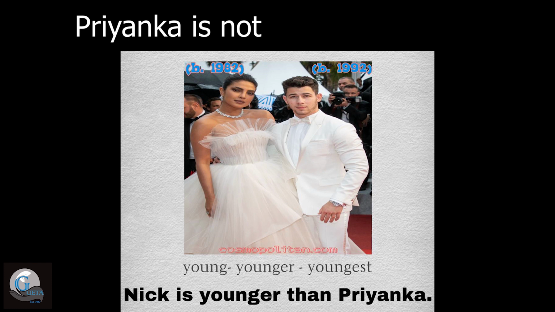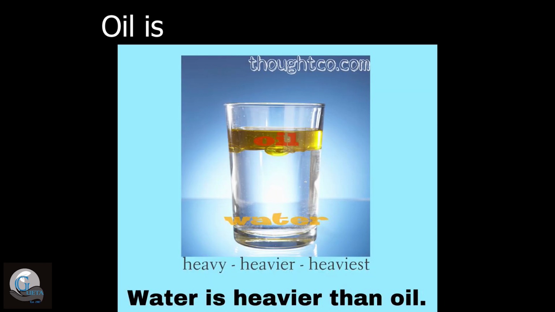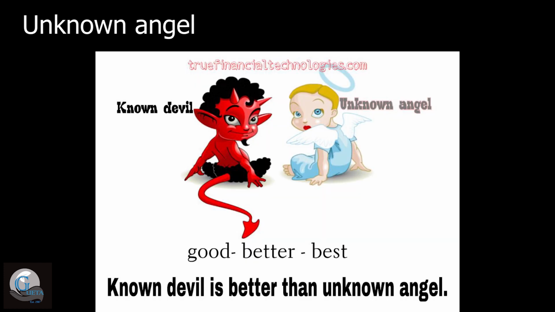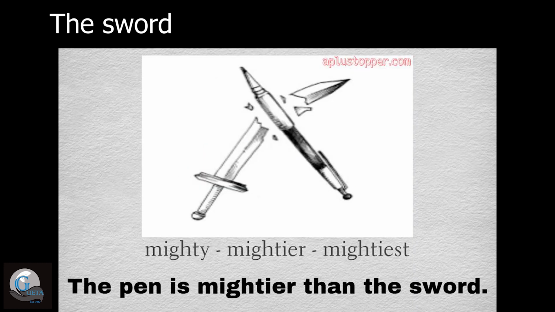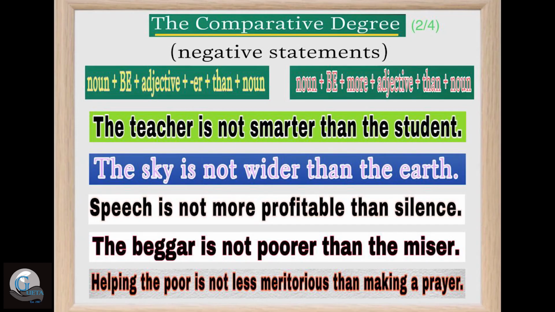Priyanka is not so young as Nick. Oil is not so heavy as water. Unknown angel is not so good as known devil. The sword is not so mighty as the pen. Here are 5 examples of the comparative degree in form of negative statements.